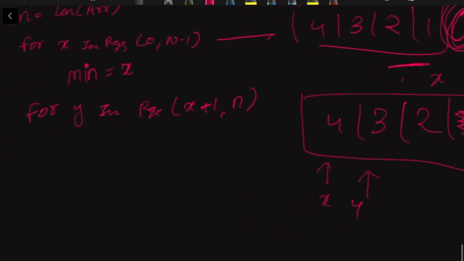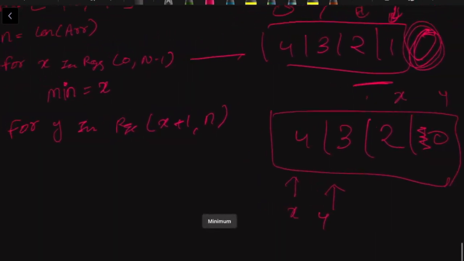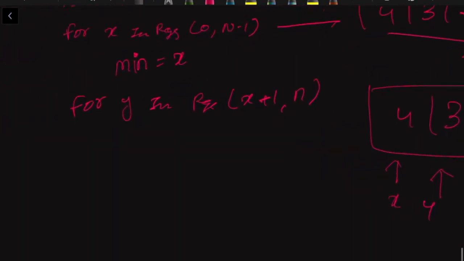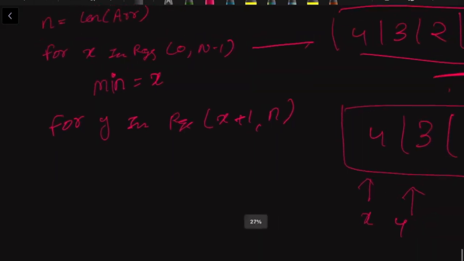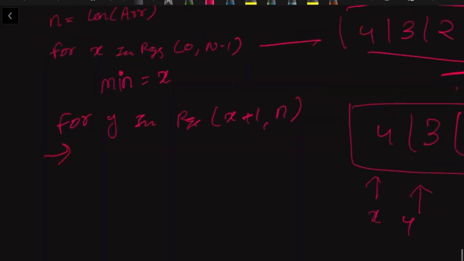Okay, so let's move forward. Now we will be comparing the values. If array of minimum is greater than array of y, then we'll put minimum equal to y.